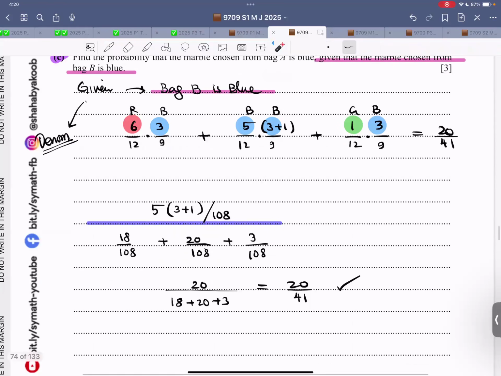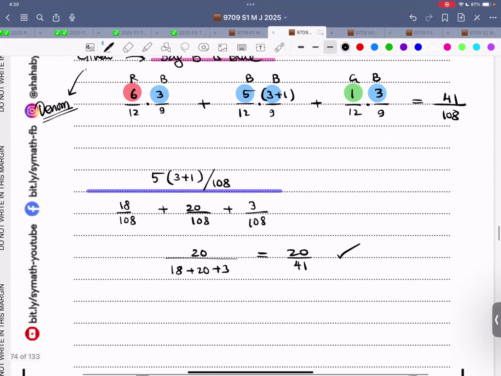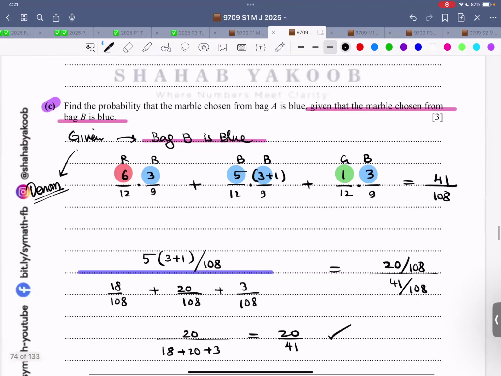So now it says, let me write the unreduced one. That would be better. So therefore, let me write over here. This is 12 into 9, 108 as before. That is 18 plus 20, 38. 38 plus 3, that is 41. So this is 41 over 108. So now this is, let me write over here, 20 over 108 divided by 41 over 108. That is 20 over 41. That is the answer. And then what is the numerator?